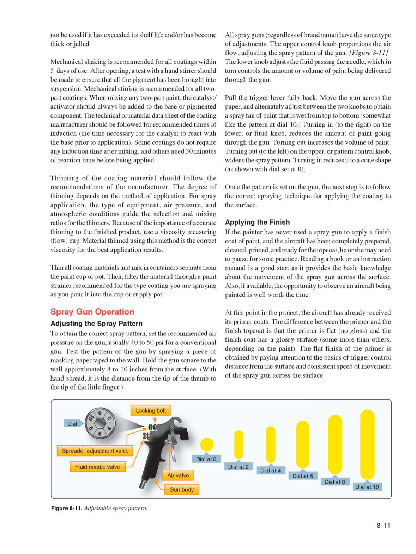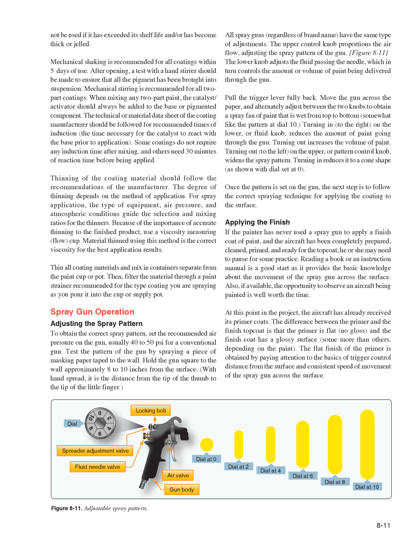Mechanical shaking is recommended for all coatings within 5 days of use. After opening, a test with a hand stirrer should be made to ensure that all the pigment has been brought into suspension. Mechanical stirring is recommended for all two-part coatings. When mixing any two-part paint, the catalyst/activator should always be added to the base or pigmented component. The technical or material data sheet of the coating manufacturer should be followed for recommended times of induction, the time necessary for the catalyst to react with the base prior to application.